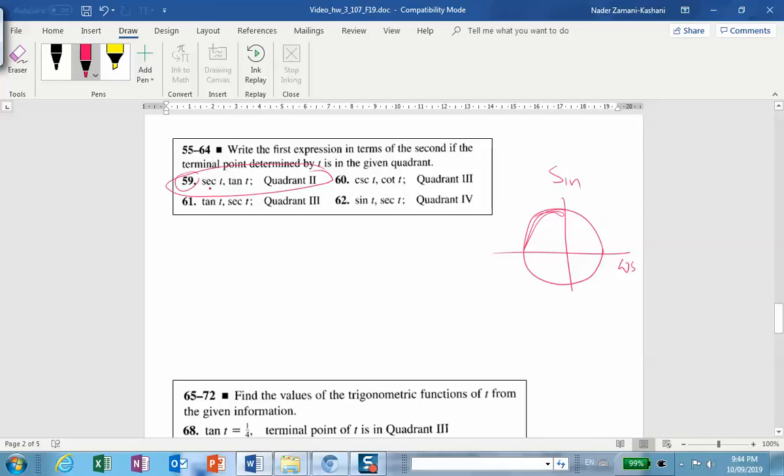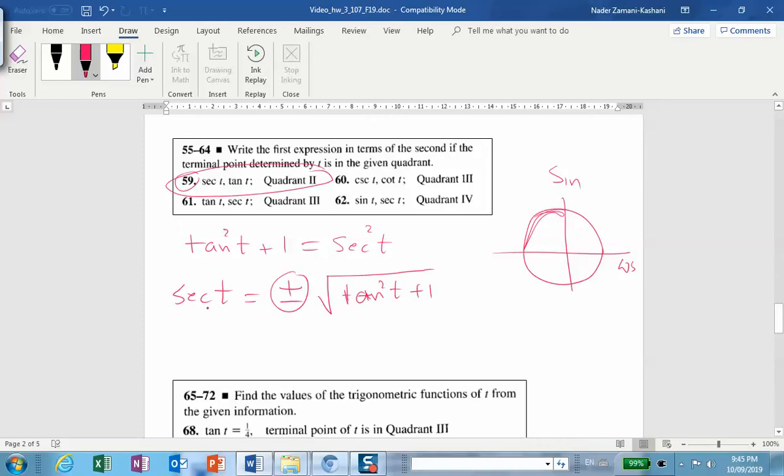First of all, we know that tangent squared t plus 1 is equal to secant squared t. In other words, secant of t is equal to plus or minus the square root of tangent squared t plus 1. Okay, the question is, which one of these two signs?